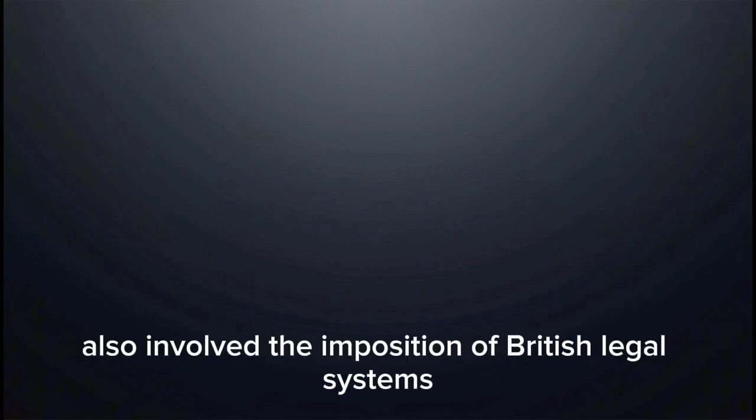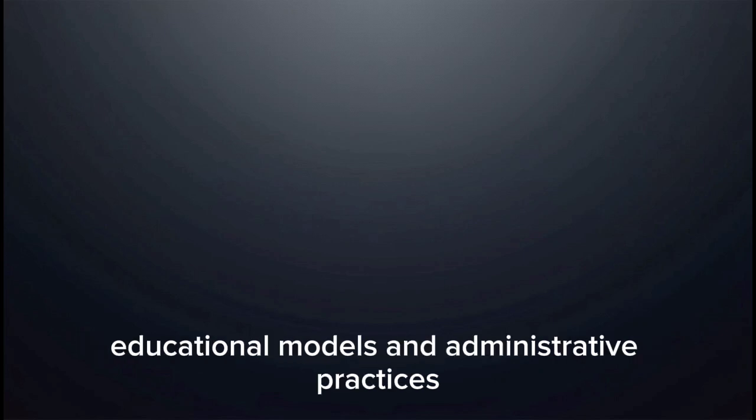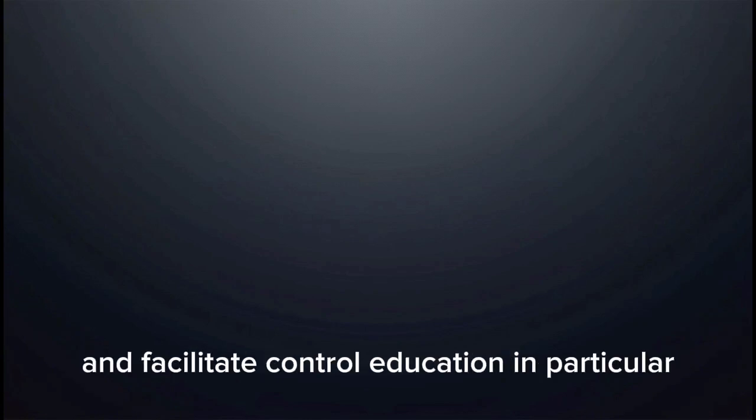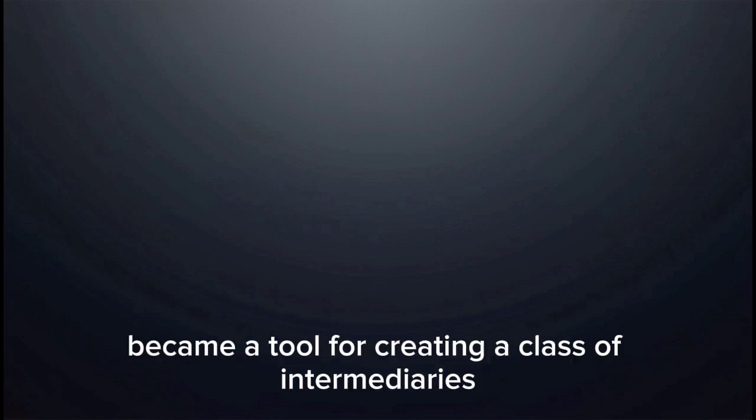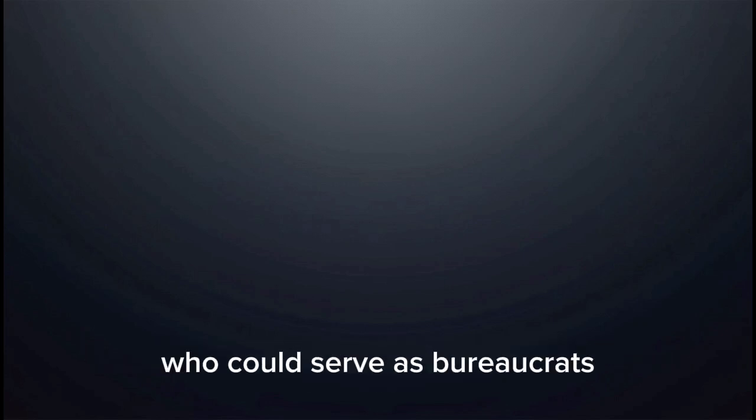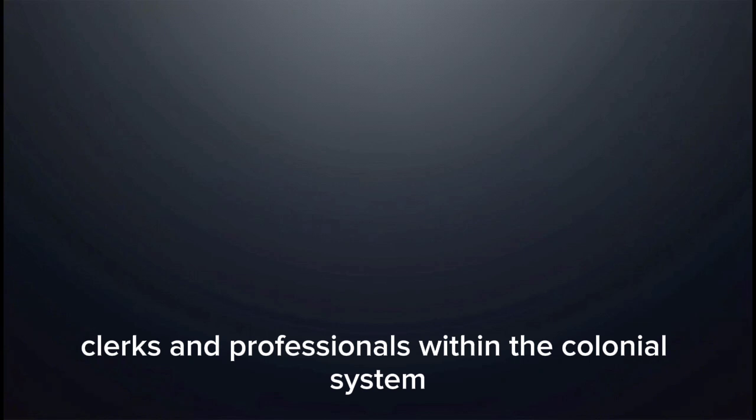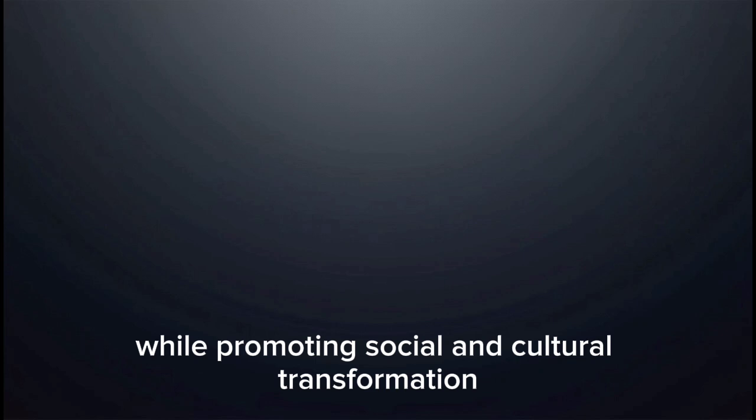Colonial governance also involved the imposition of British legal systems, educational models, and administrative practices. Courts, schools, and local councils were established to instill British norms and facilitate control. Education, in particular, became a tool for creating a class of intermediaries who could serve as bureaucrats, clerks, and professionals within the colonial system. This strategy helped consolidate British authority while promoting social and cultural transformation in the colonies.